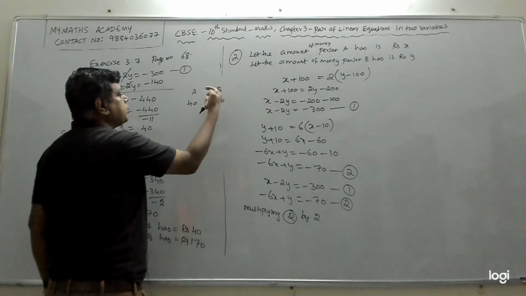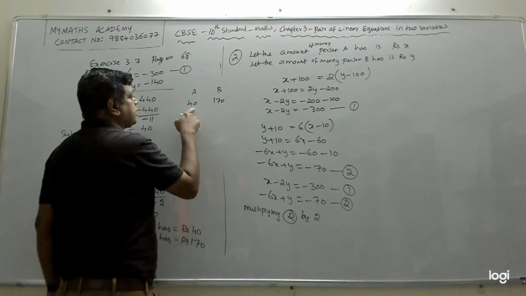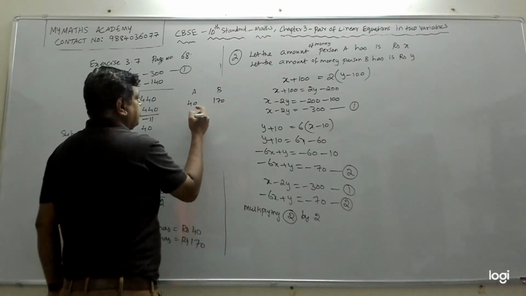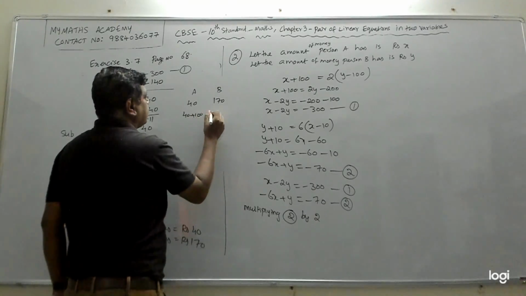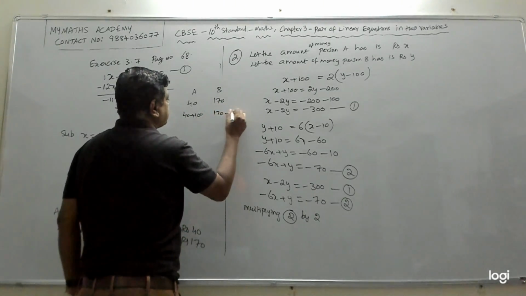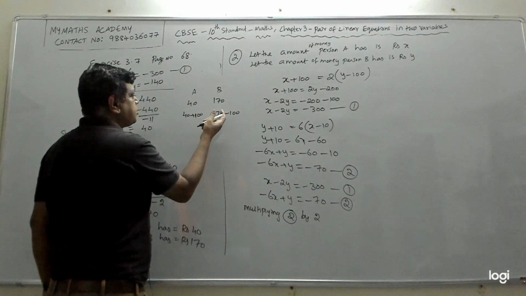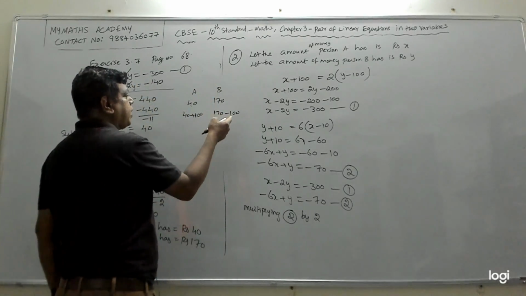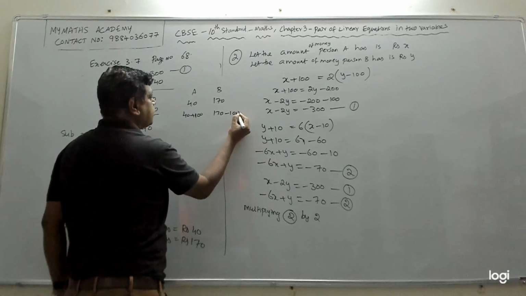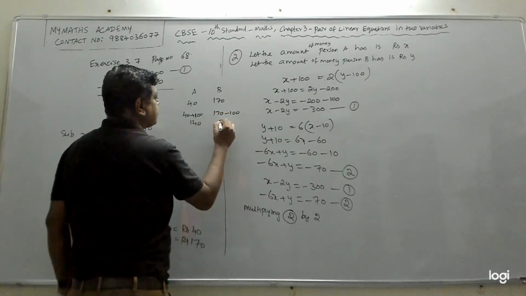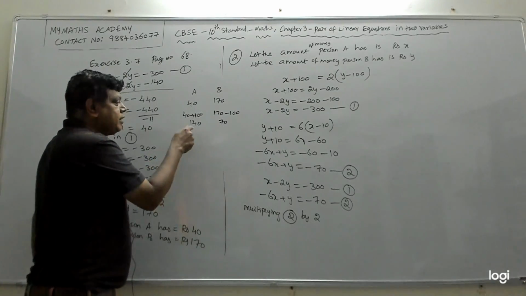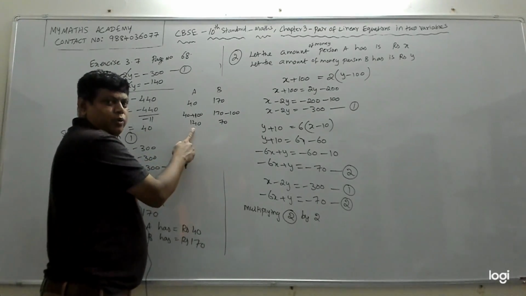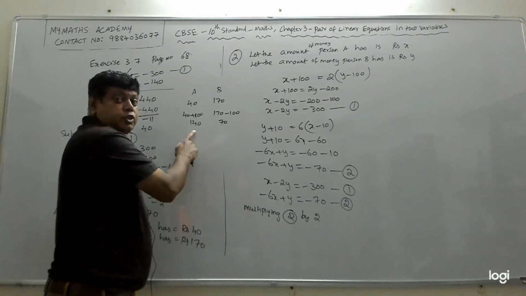Now let's give 100 rupees to this. If 100 is given to A, it will become 40 plus 100, and here, it will be 170 minus 100. Because B has given 100 rupees, A's money will increase by 100, B's will be reduced by 100. So now A will become 140, B will have 70 rupees. Now you see A's money is 2 times B's money. After getting 100 rupees from B, A is 140, B is 70. So A is 2 times B.